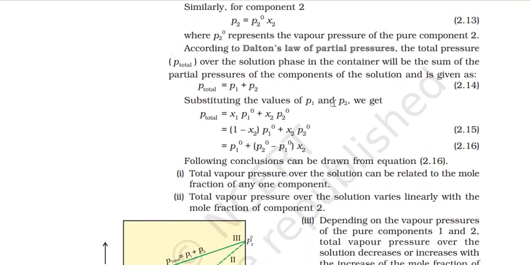According to Dalton's law of partial pressures, what did he say? Dalton said that the total pressure, P total, over the solution phase in the container will be the sum of the partial pressures of the components. P total is P1 plus P2. This is Dalton's law. When we substitute, this is what we get, okay?